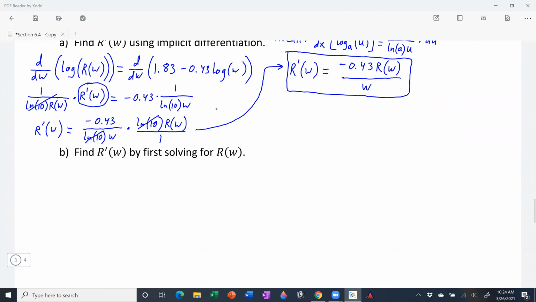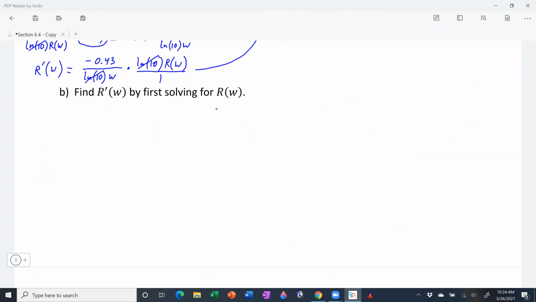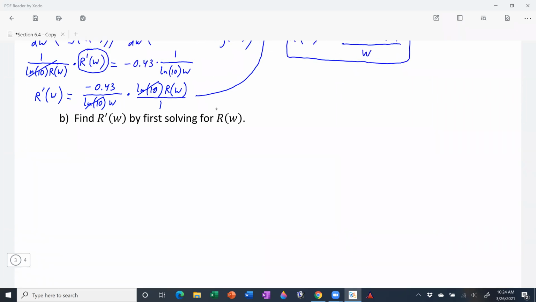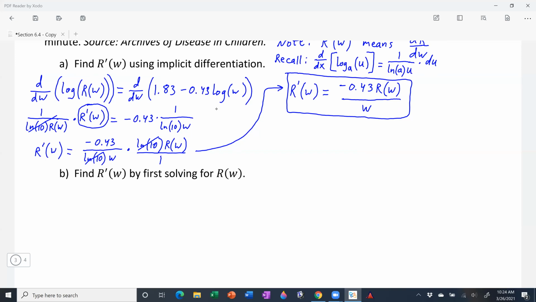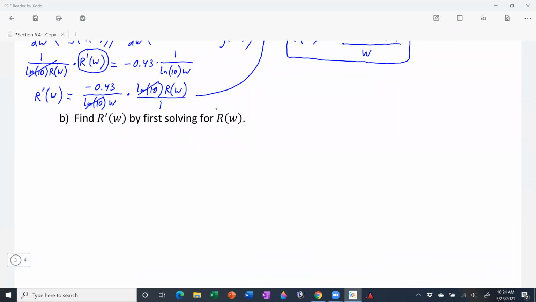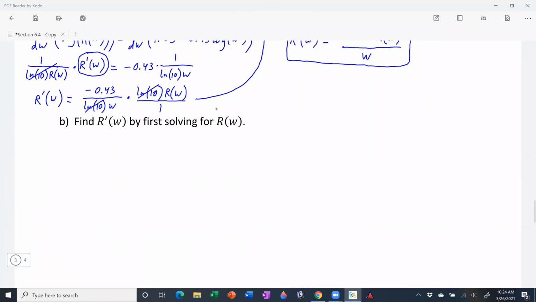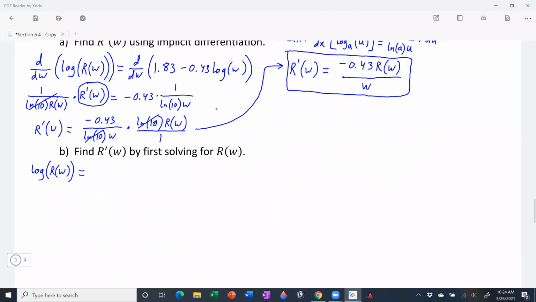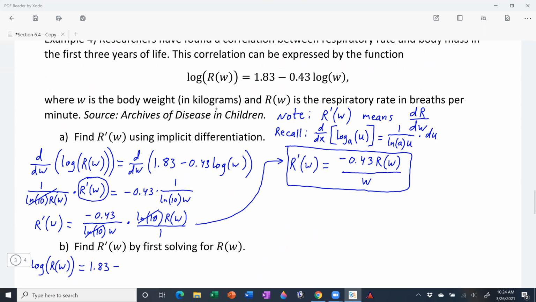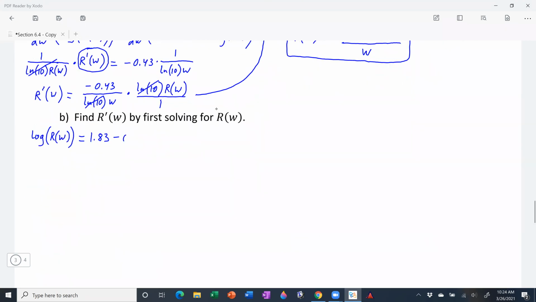So now let's explore the same process, sort of finding r prime of w, except let's first solve for r of w. So not implicitly. Let's find an explicit form. Okay, so let's solve for r of w. Okay, so let's go back to our original equation, and I'll just write it down again. We have log of r of w equals 1.83 minus 0.43 log w.